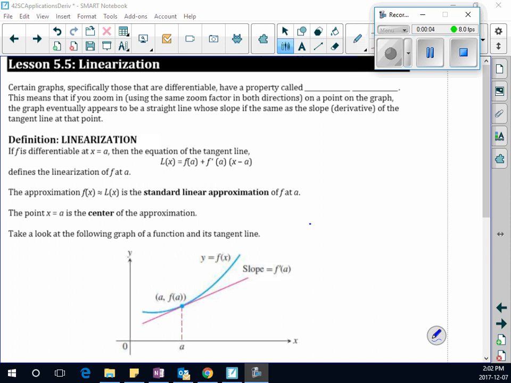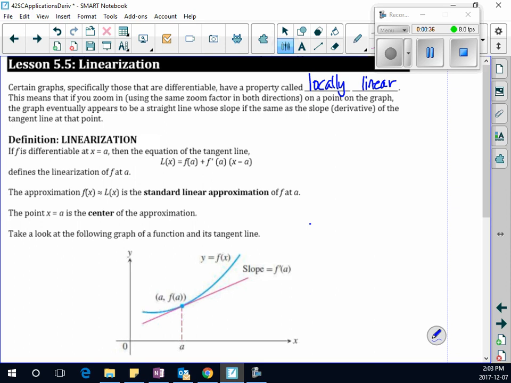Certain graphs, specifically those that are differentiable, have a property called locally linear. Meaning, if you zoom in in both directions on a point, the graph eventually appears to look like a straight line, whose slope is the same as the slope of the derivative of the tangent line. So I'll give you a quick demonstration of what I'm saying there.